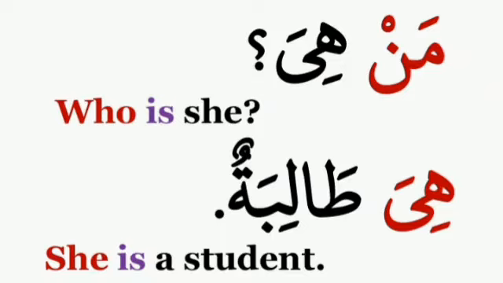Talib is mudhakkar, masculine, while taliba is mu'annath, feminine. Talib is for a male person. Taliba is for a female person. As-su'al: Man hiya? Al-jawab: Hiya taliba. لعلك فهمت. I hope you understand.